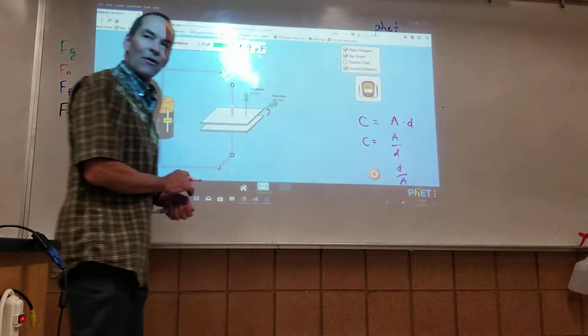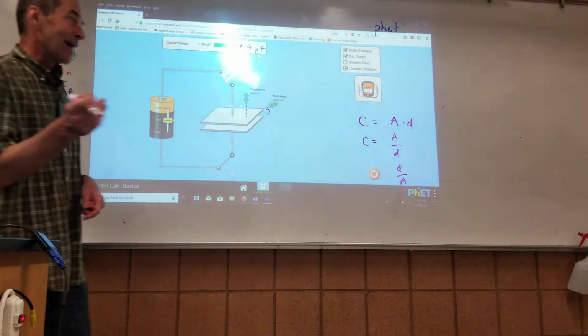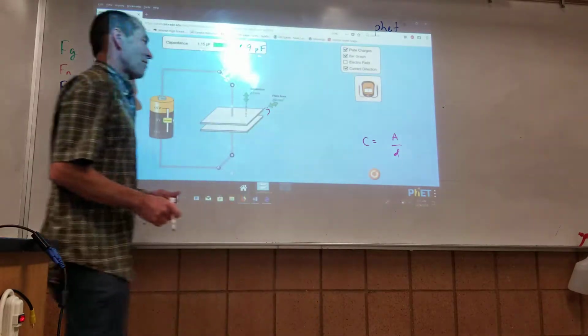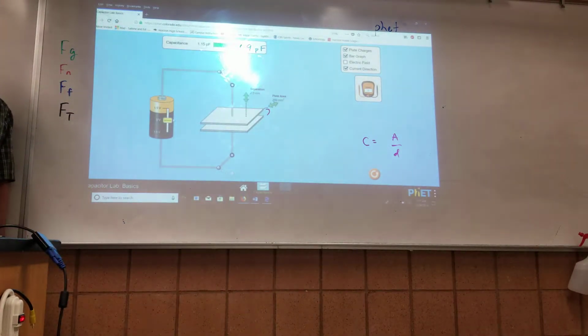There's one little decoration that still has to go in there, and we'll get to that in a little bit. But fundamentally, that's going to tell you how much charge you could hold. Okay?